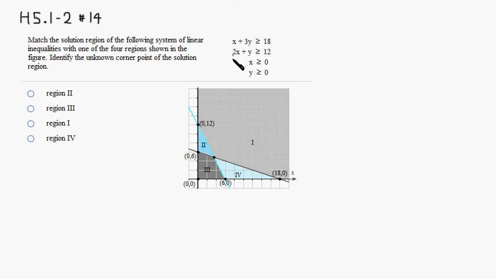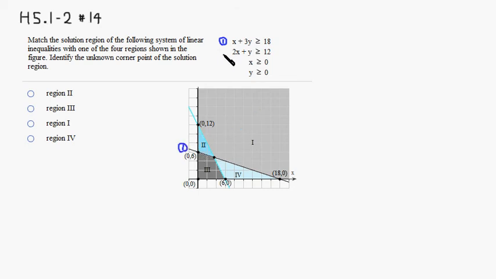Let's identify the borderlines. So here's inequality number 1. Let's look at the x-intercept. Set y equal to 0, which means that x is equal to 18. So you can see that the x-intercept is 18. So this is borderline number 1. I'm going to just label that.